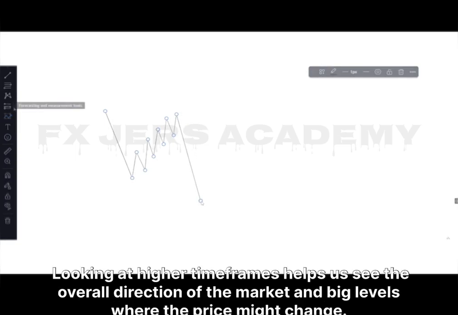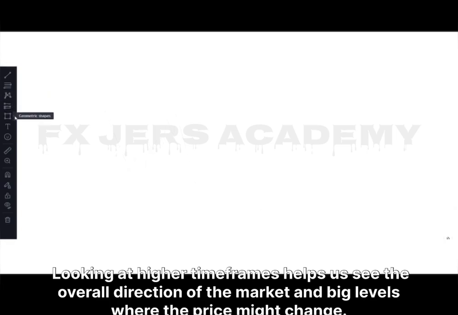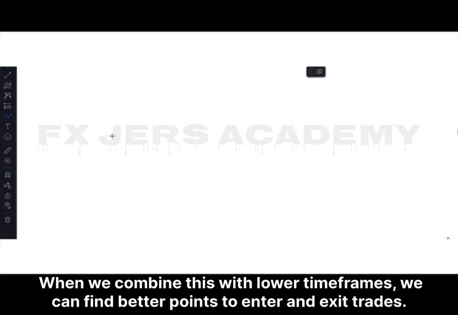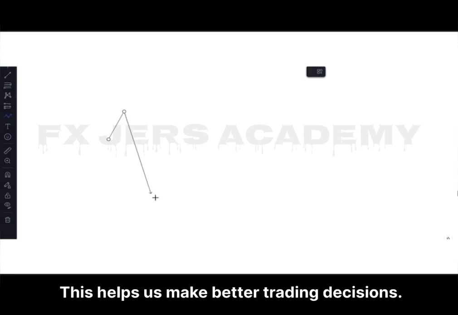Looking at higher time frames helps us see the overall direction of the market and big levels where the price might change. When we combine this with lower time frames, we can find better points to enter and exit trades. This helps us make better trading decisions.